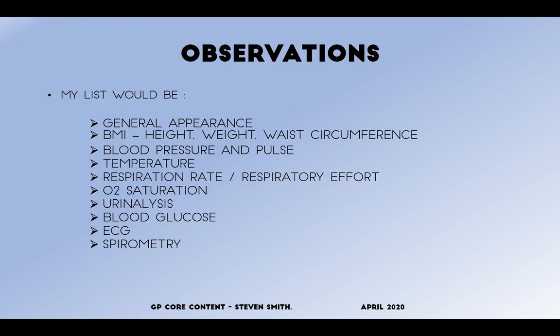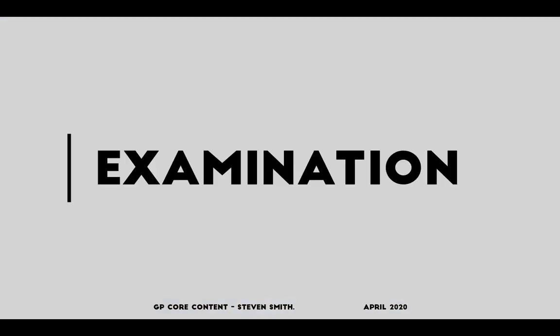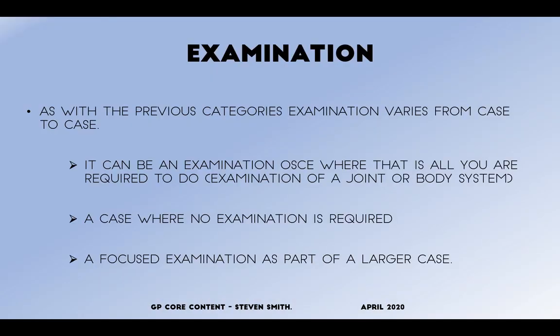My list is general appearance, BMI, height, weight, waist circumference, blood pressure and pulse, temperature, respiratory rate and effort, oxygen saturations, urinalysis, blood glucose level, ECG, and spirometry. Any abnormal observations provided would be expected to be recognised and commented on during the case. They may lead you towards a diagnosis or a more focused examination and investigation.